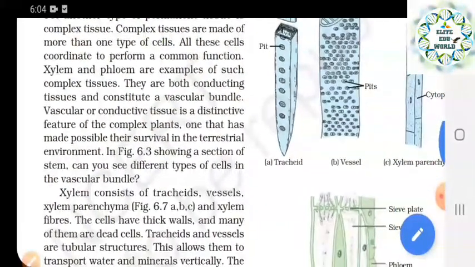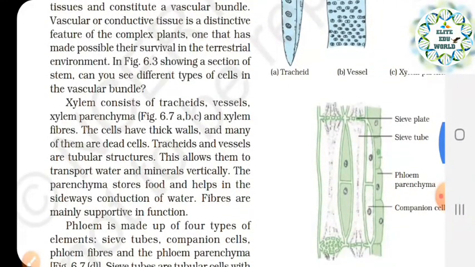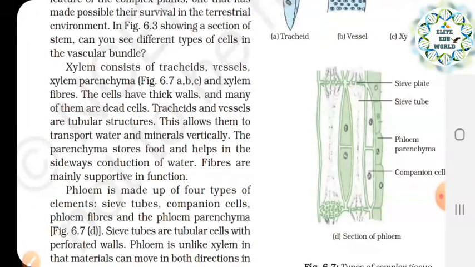The very first ones, these cells have thick walls, and many of them are dead cells. So in the xylem, the cells have a very thick cellular wall, and most of the cells of the xylem are dead cells. Why? Because they just need to transport water.